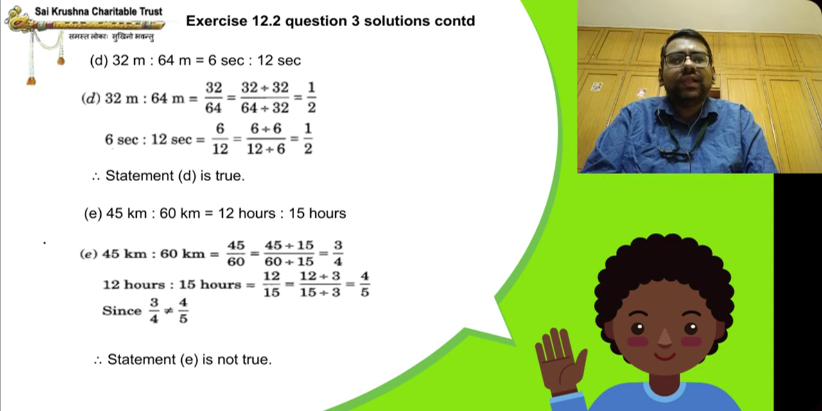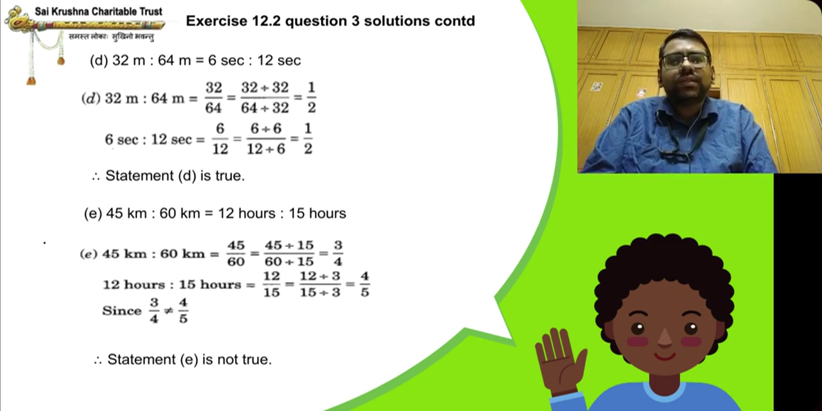6 second is to 12 second. Okay. Can be written in fraction as 6 by 12. We will divide both 6 and 12 by 6. We will get 1 by 2. Statement D is true. E. 45 kilometer is to 60 kilometer equal to 12 hours is to 15 hours.